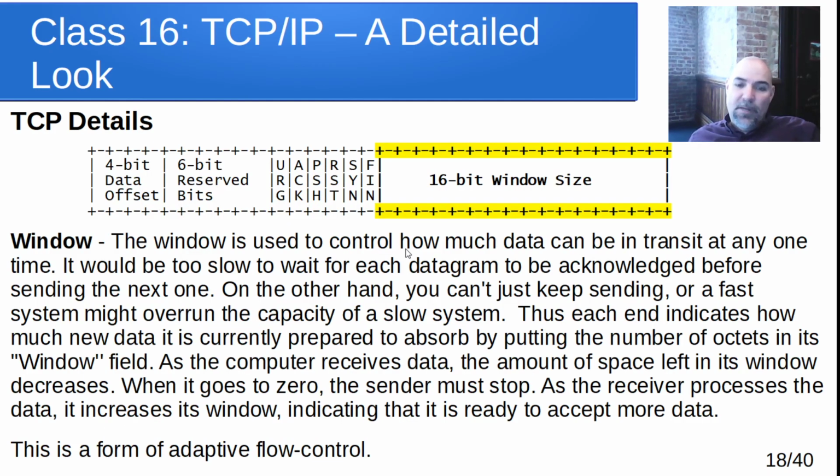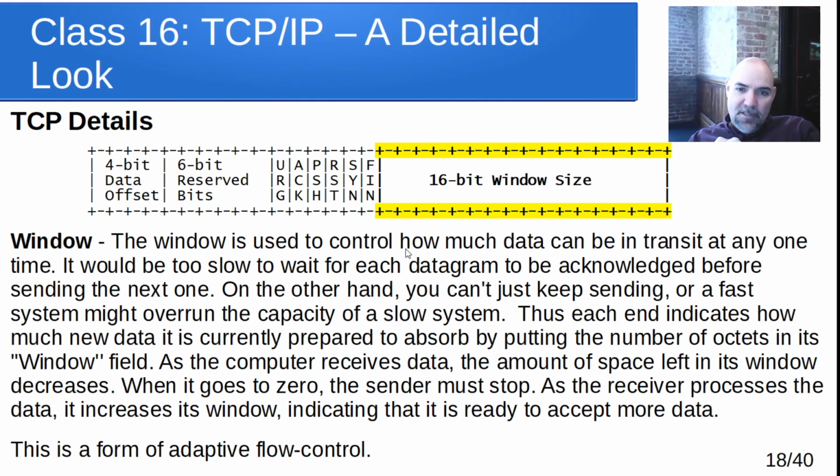There's that window size. The window is used to control how much data can be in transit at any given time. The way that TCP does not work is that it doesn't send a datagram, an acknowledgement, a next one, acknowledgement, next one, acknowledgement. They realized that, especially since the internet was designed to be implemented across a large geographical area, that would be too slow. So what they do is you just start sending out these datagrams. But the problem there is you don't want to send them out too fast, or you might overrun the capacity of a slow or overburdened system on the other end.